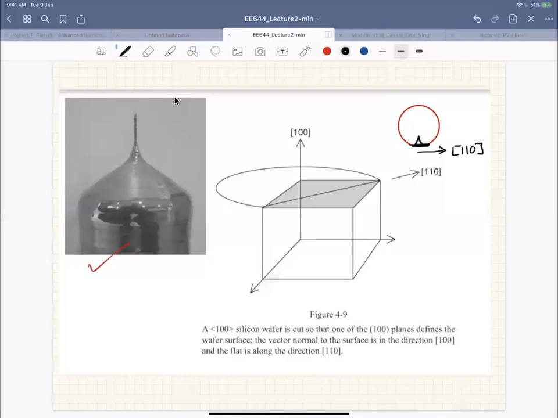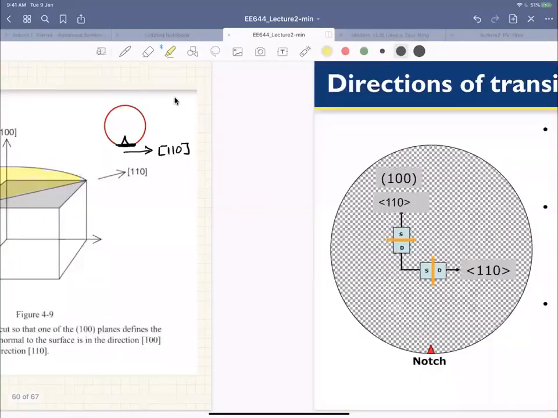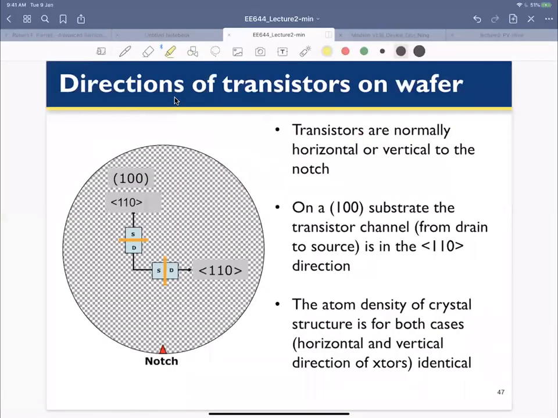If this is my wafer here, you see this flat indicates the 110 direction, right? So when you take the wafer, transistors are normally horizontal or vertical to the notch. When you do a layout and put it on the wafer, basically you design the mask, and the transistors are placed horizontal or vertical to the notch, right?